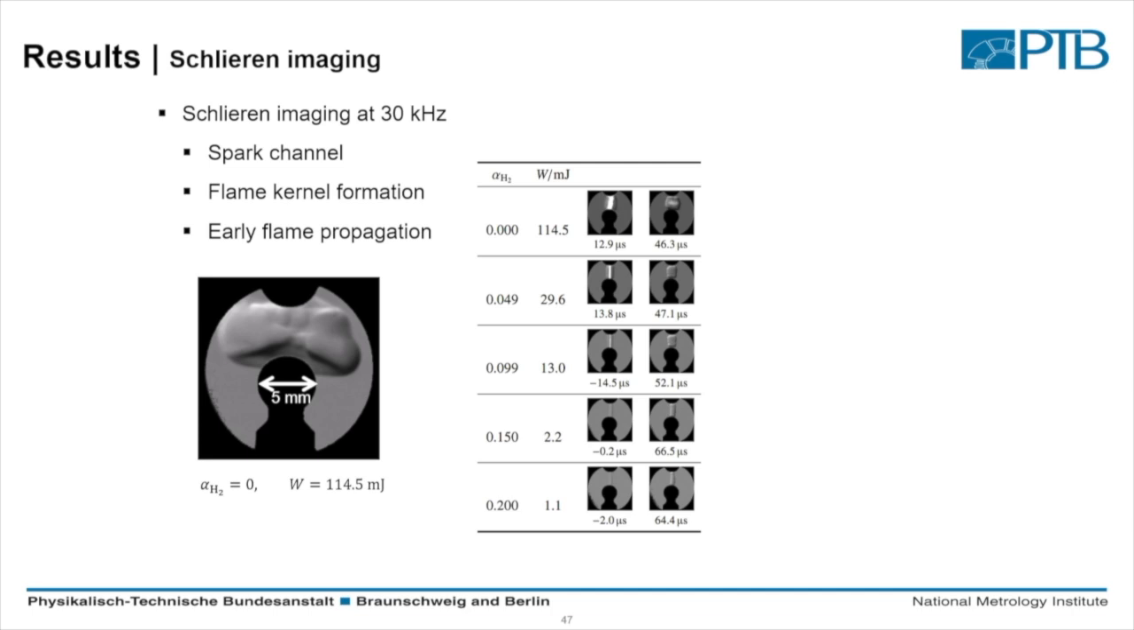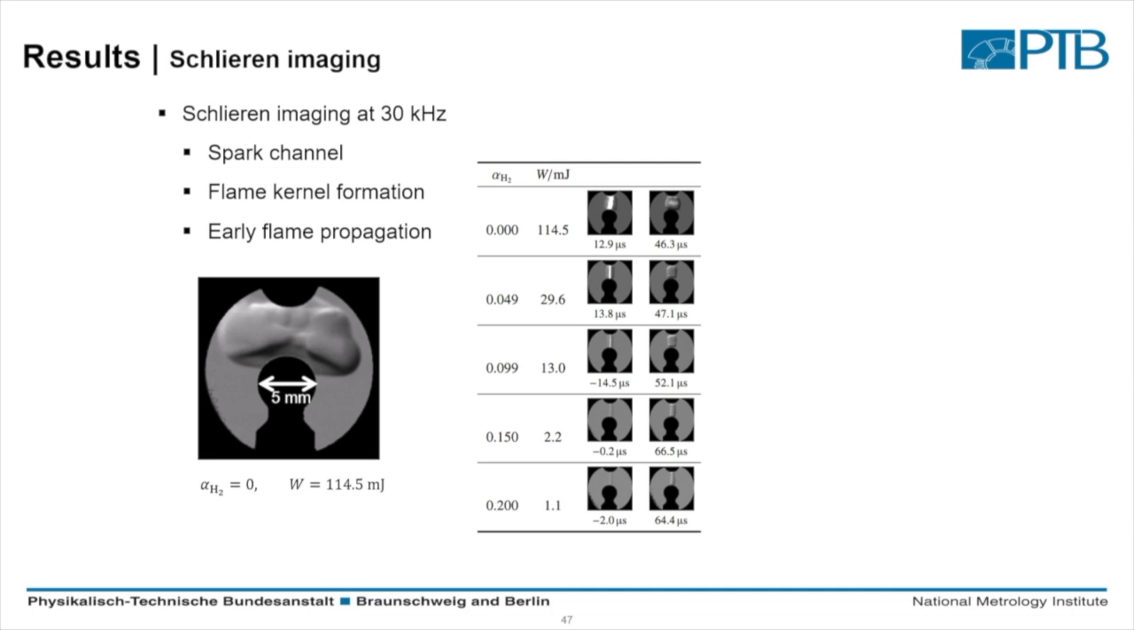And here already at 20% of hydrogen, we need around 1.1 millijoule. And we nearly can't see the initial hot kernel. And if we continue this down to pure hydrogen-air mixture, we are in the range of 70 microjoule. Of course, then it's much smaller again.